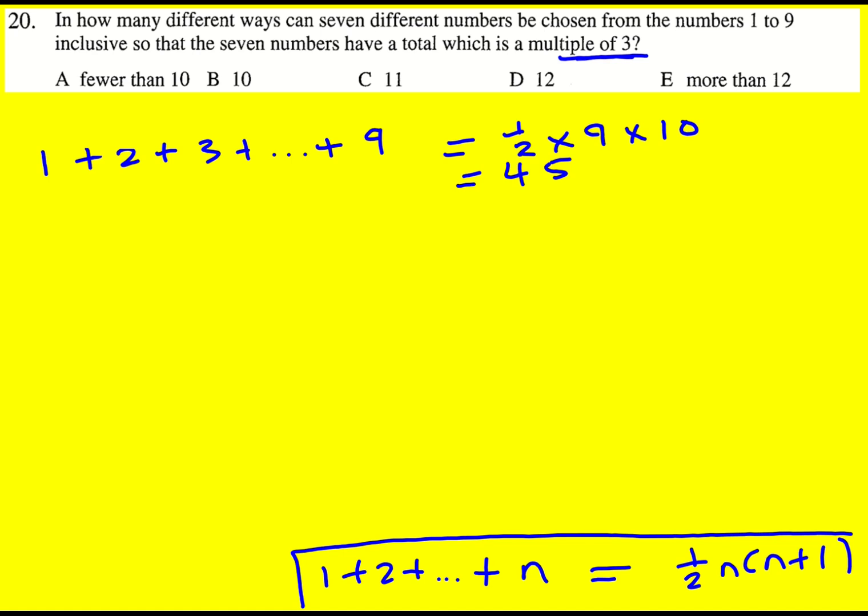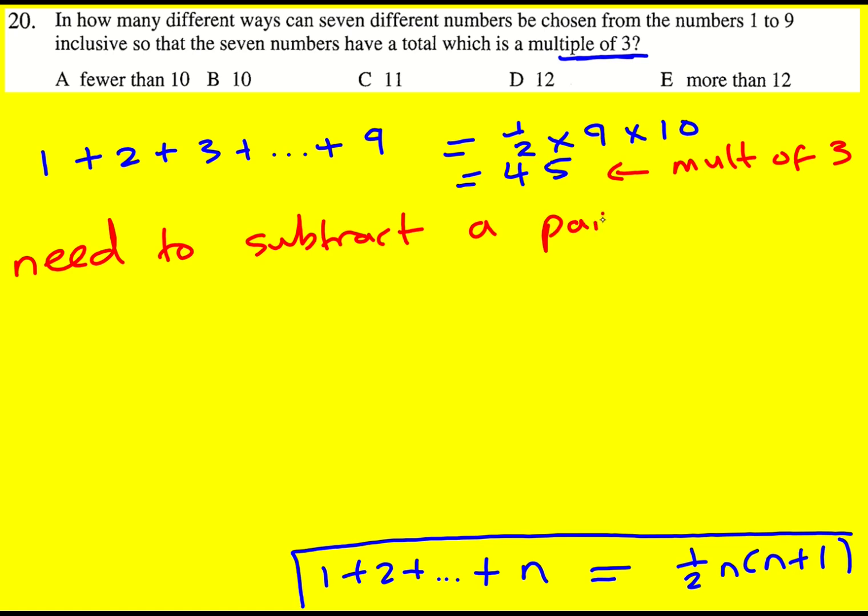Okay, so we only want to choose 7 of them. So this here is a multiple of 3. So we need to then subtract a pair that is also a multiple of 3. For example, if I subtracted 5, I'd get to 40. That's not a multiple of 3. But if I subtract 6, I'd get 39, which is a multiple of 3. So we turn this problem from something that's quite complicated into just finding pairs of numbers from 1 to 9 that are multiples of 3.